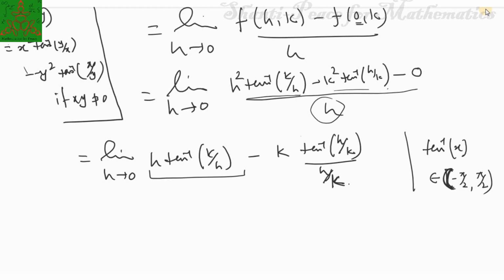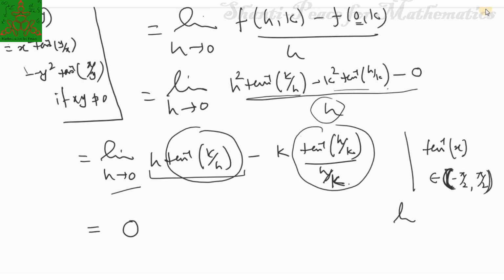So this is the range of tan function. That means this tan function is a bounded function, and as h tends to 0, this will tend to 0. And what about this? The limit of x tends to 0, tan inverse of x upon x is 1. So due to that this is 1, so it is minus k into 1, so finally you will have minus k as the answer.